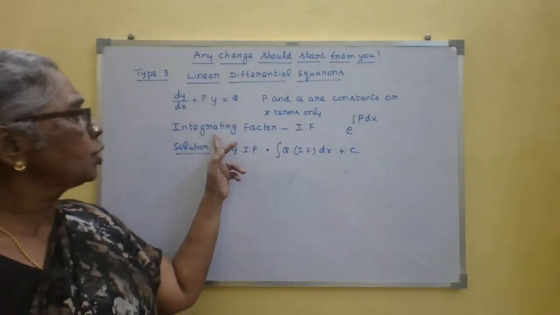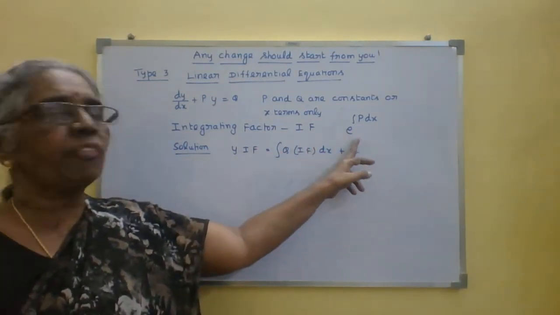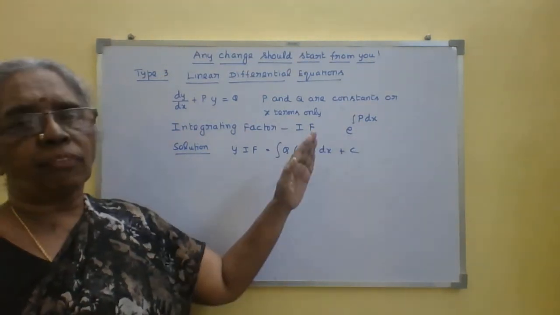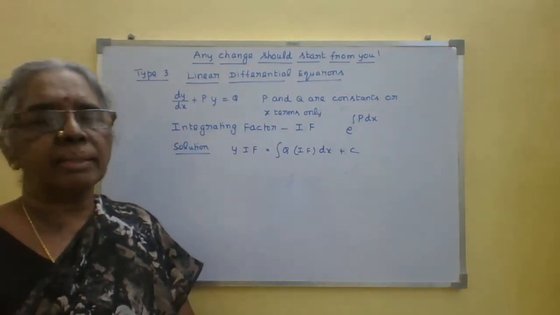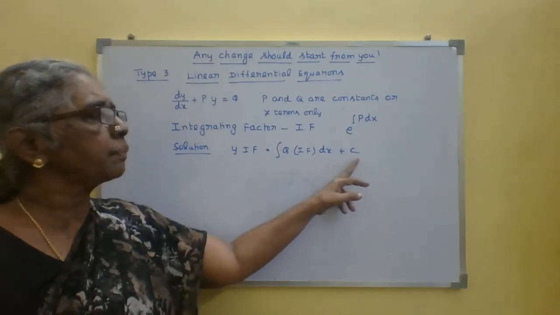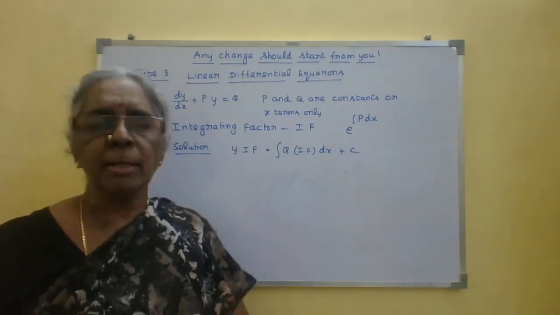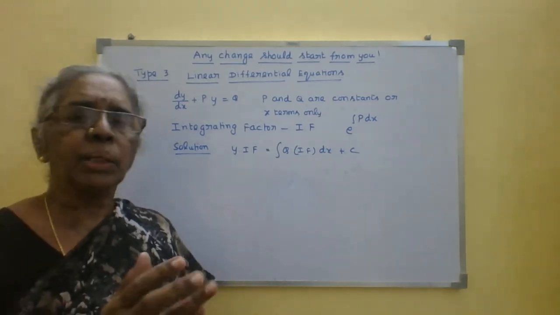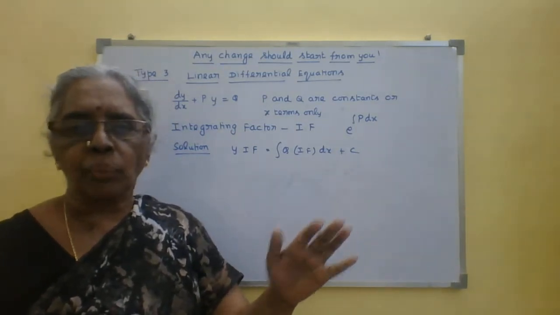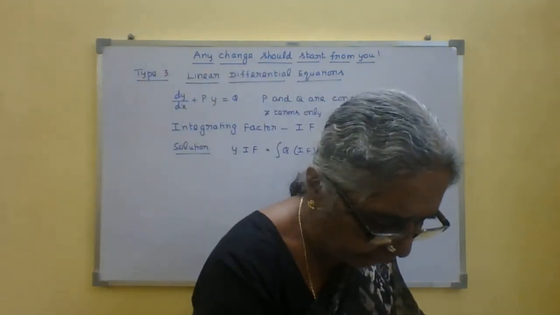Now first you will find the integrating factor, simply known as IF. For that the formula is e power integral p dx. Once you find the IF, you can straight away write the solution: y into IF is equal to integral q into IF dx plus c. This part only you have to integrate, and this will be your required general solution. If they give some values for x and y, you will evaluate the c, and that will be your particular solution. So now let us see one example first.